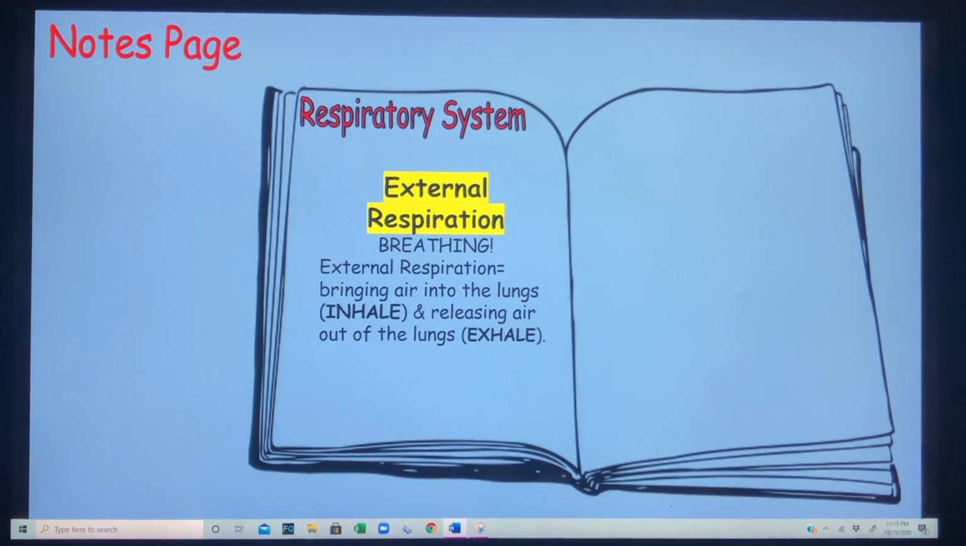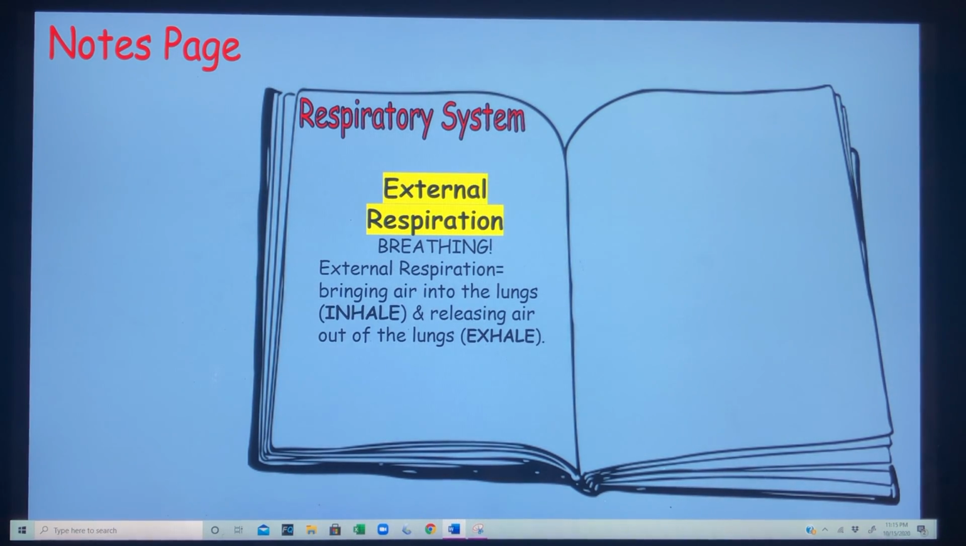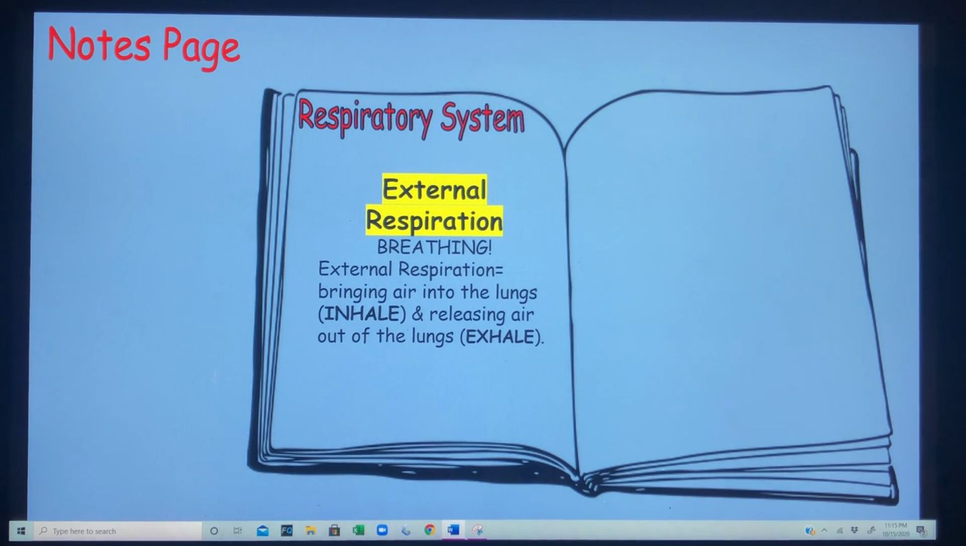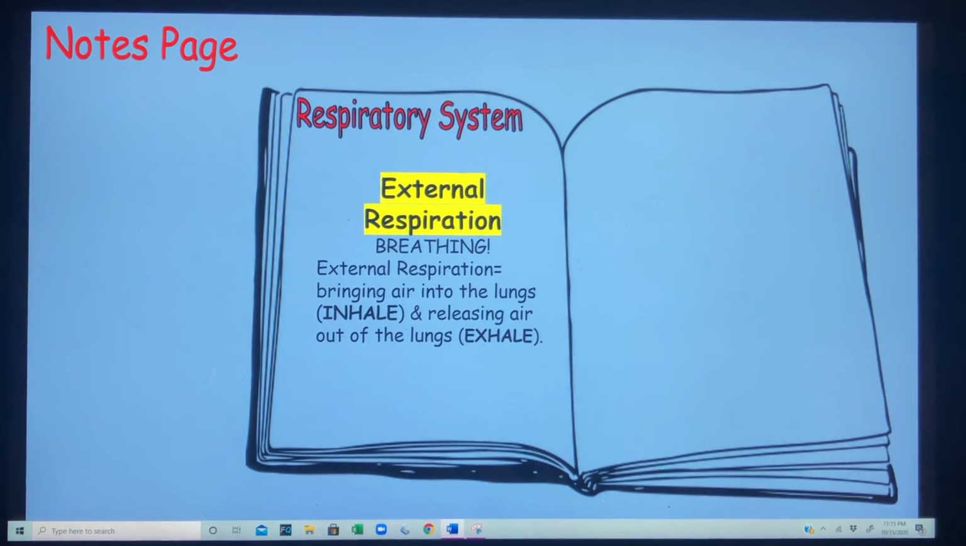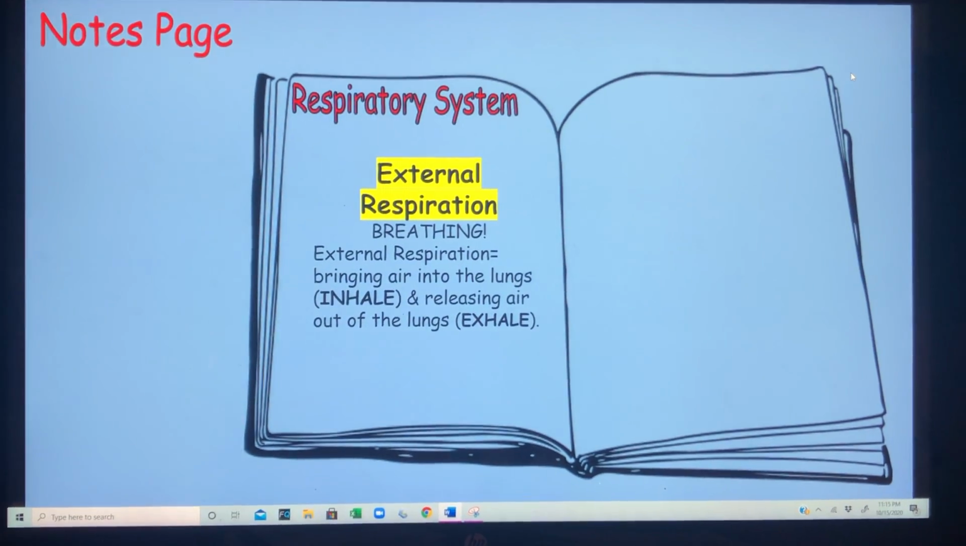For your entry for external respiration, write down breathing. External respiration equals bringing air into the lungs, that's inhale, and releasing air out of the lungs, that's exhale.